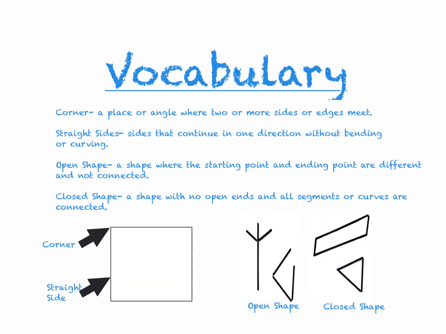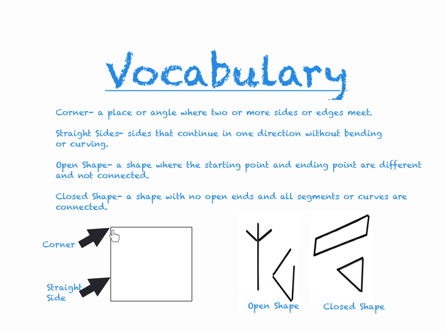Some vocabulary that we're going to use during this mathcast is: a corner, a place or angle where two or more sides or edges meet; straight sides, sides that continue in one direction without bending or curving; open shape, a shape where the starting point and ending point are different and not connected; closed shape, a shape with no open ends and all segments or curves are connected.